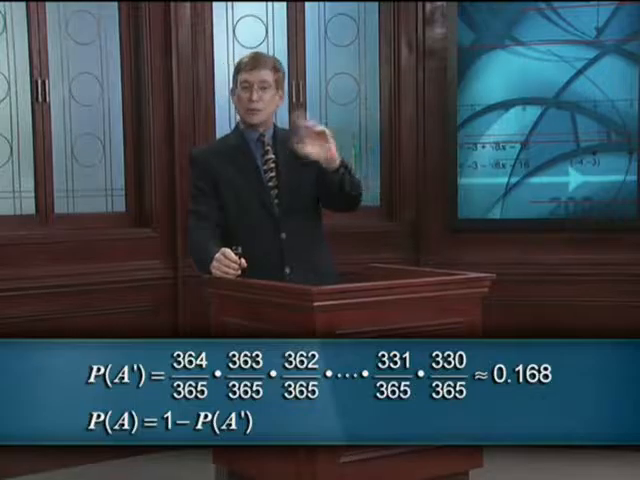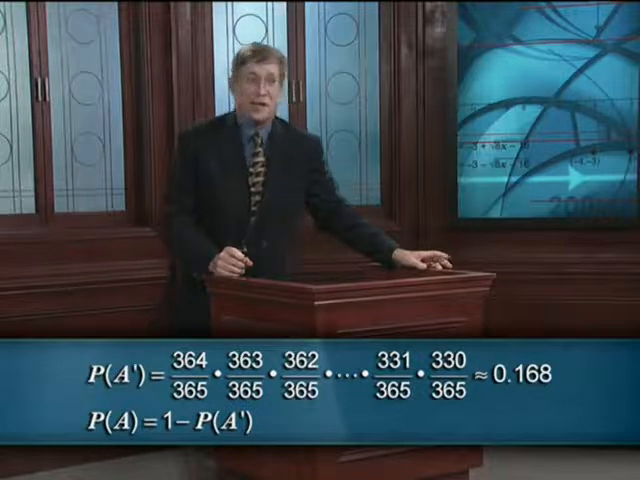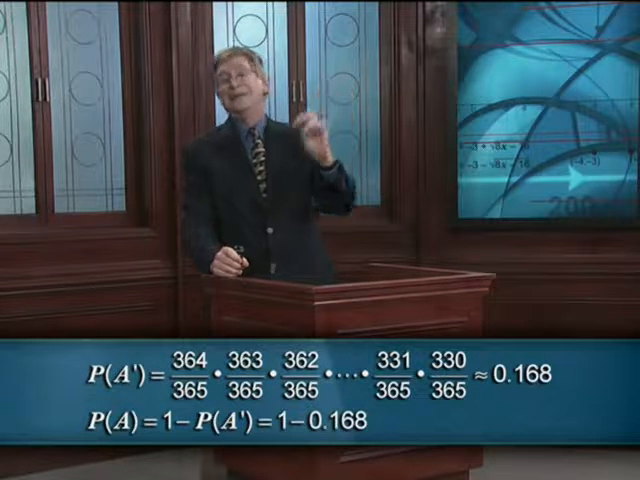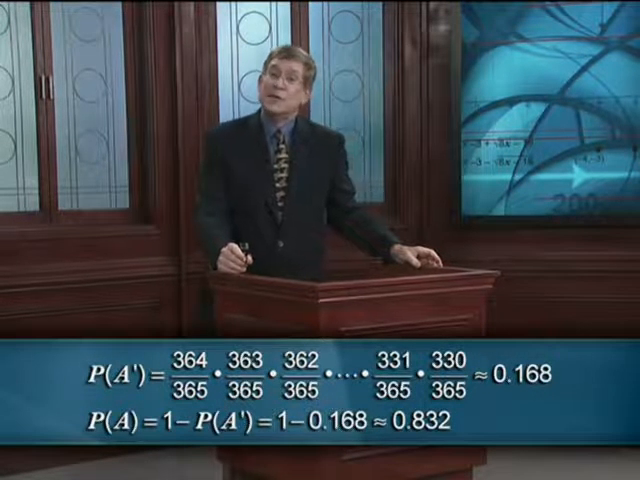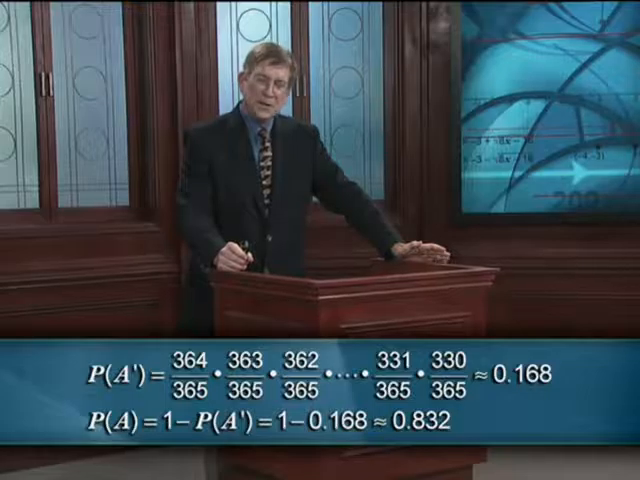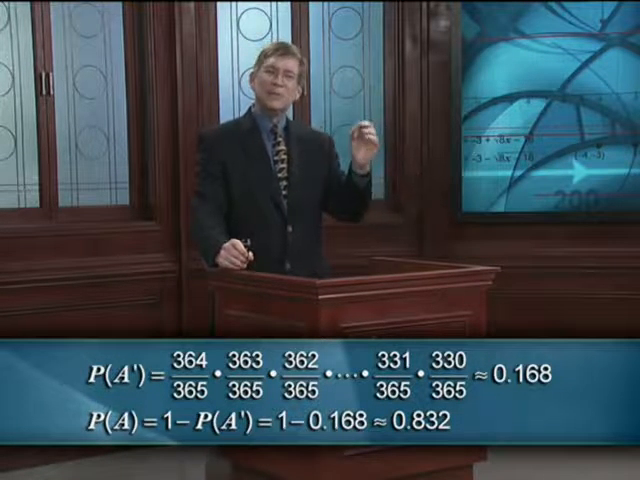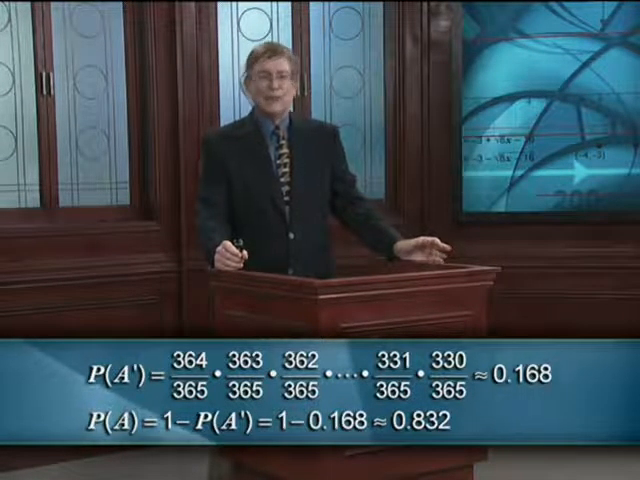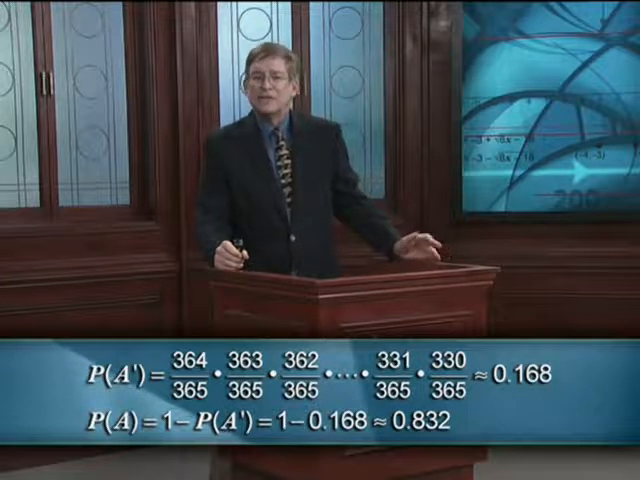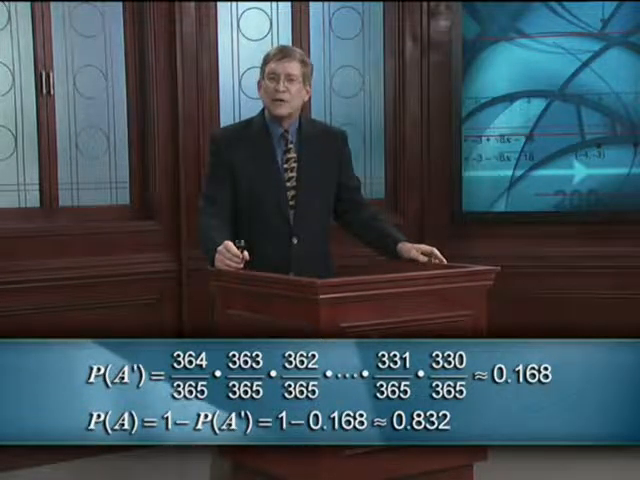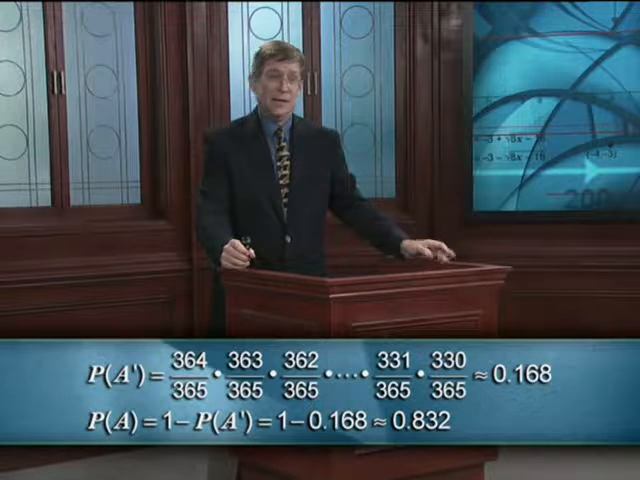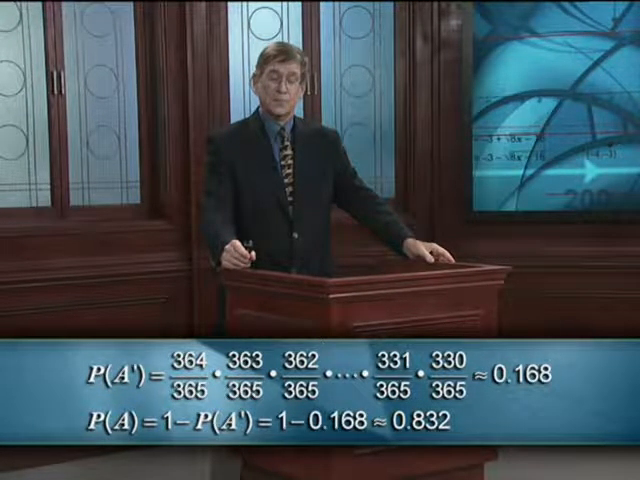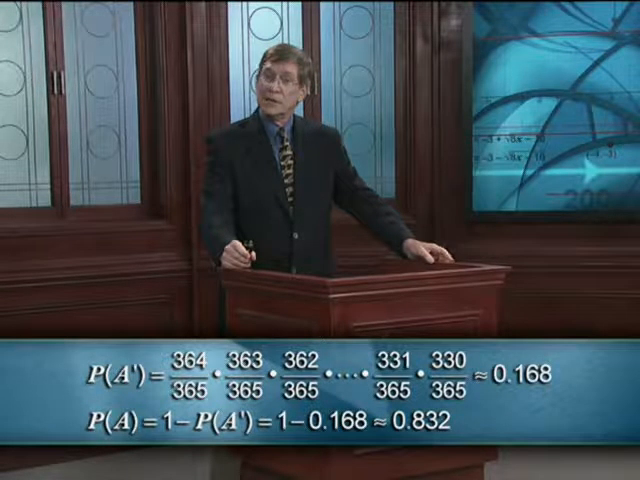So the probability that two of them actually do have the same birthday is 1 minus this number, and that turns out to be about 0.832. Whew. In other words, the probability is about 0.8, or 83% is your odds here. 83% of the time, two students will have the same birthday in this class of 36 students. Pretty high probability, even though there were so few students.